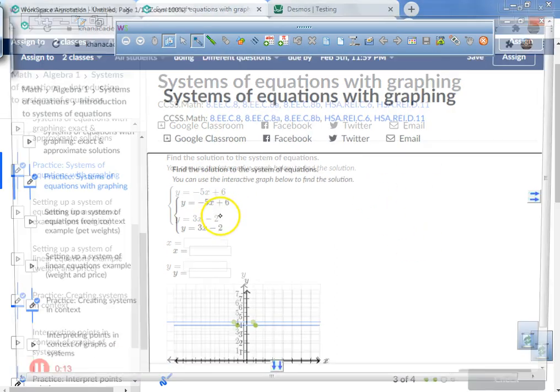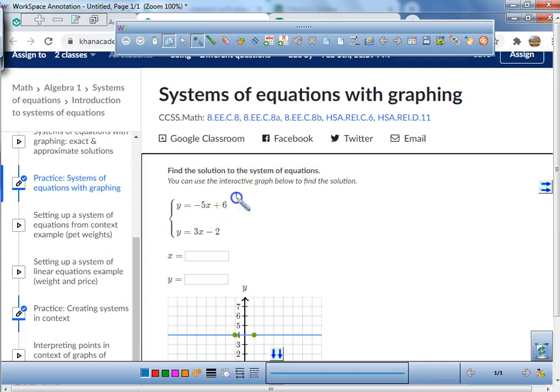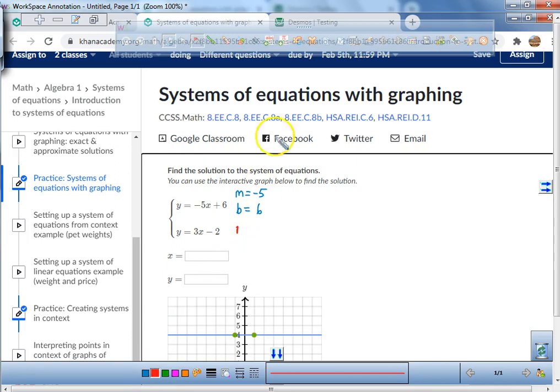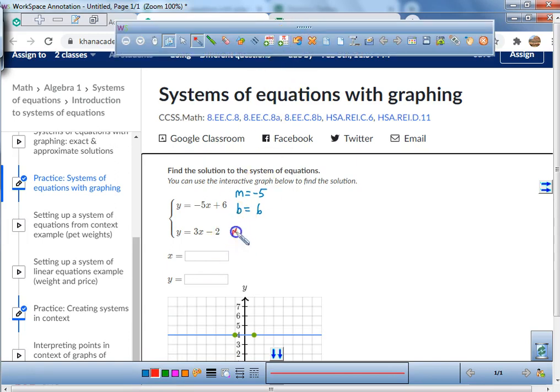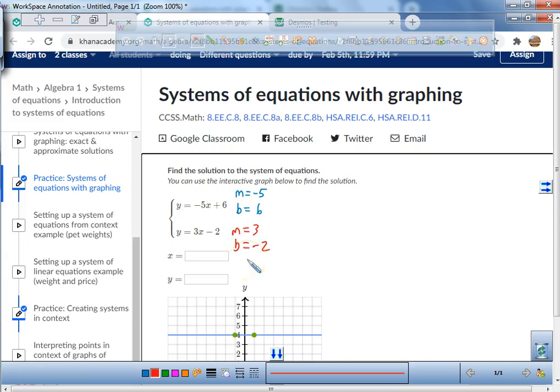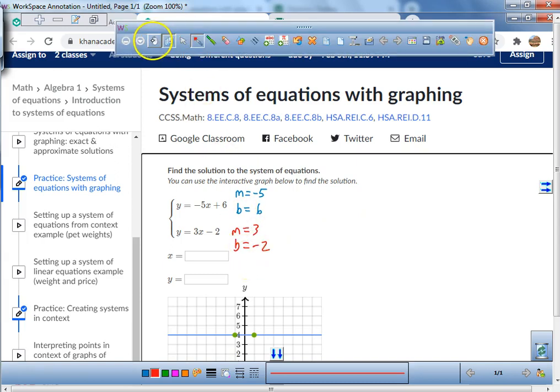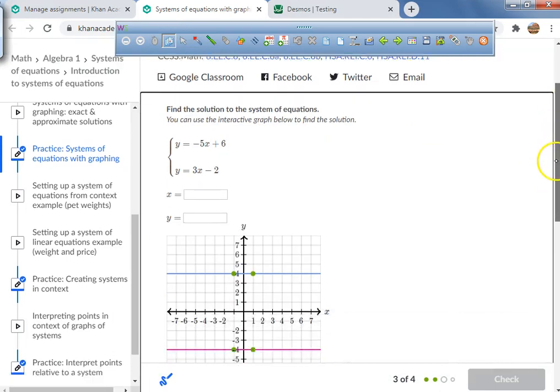We have two different scenarios here. These are both in y equals. This one, I have a slope of negative 5 and a y-intercept of 6. Here, I have a slope that's equal to 3, and I have a y-intercept at negative 2. So all I got to do is apply these and find where the two lines cross. So I'm going to show you guys how to do that. It's very, very easy. So I'm going to start with the top one.